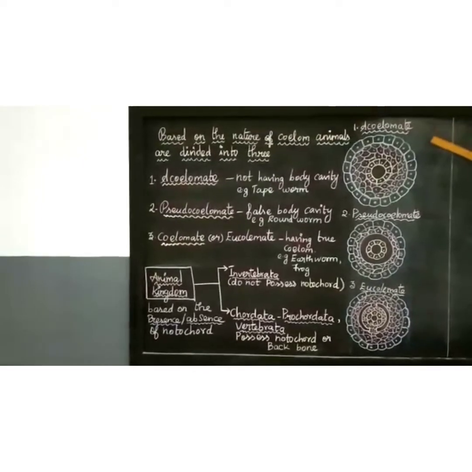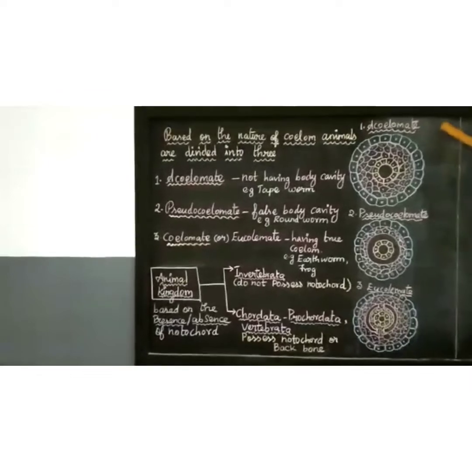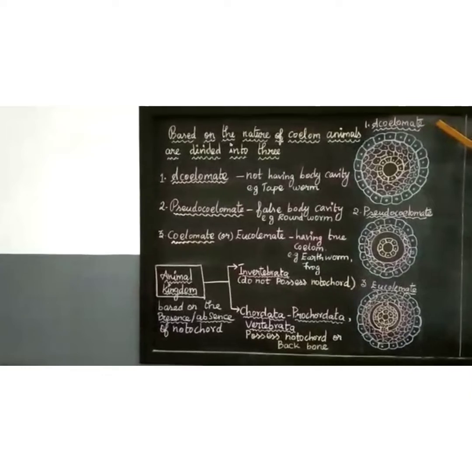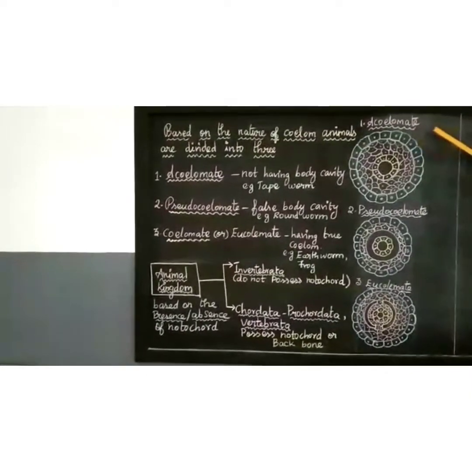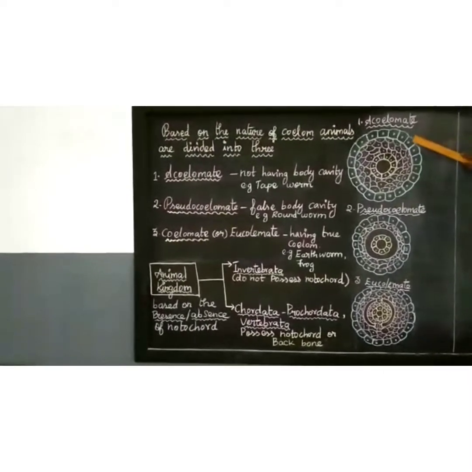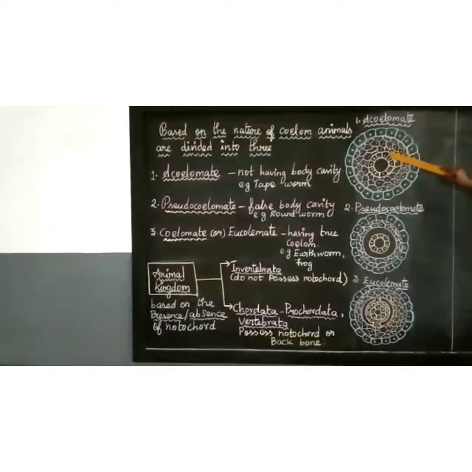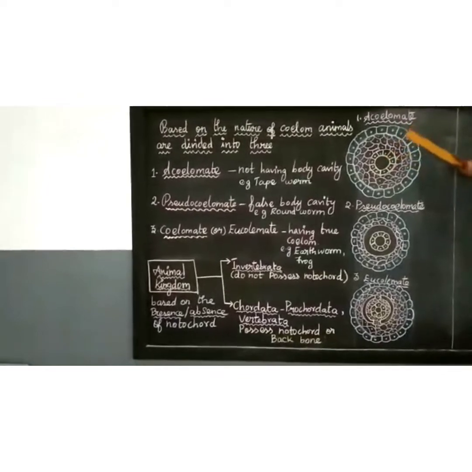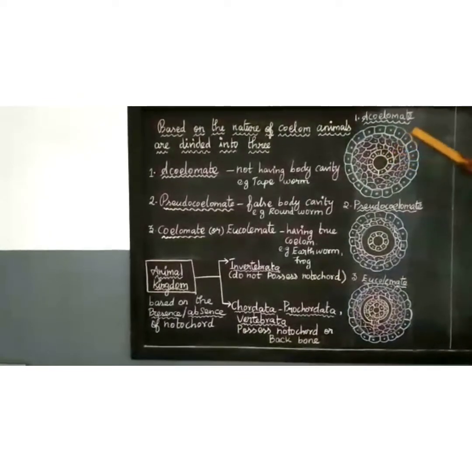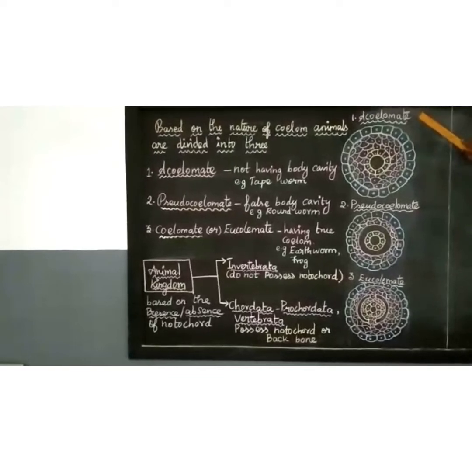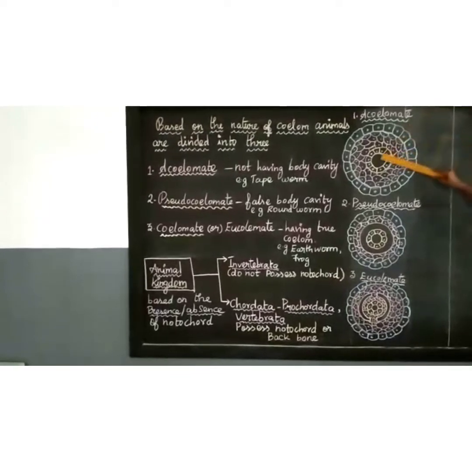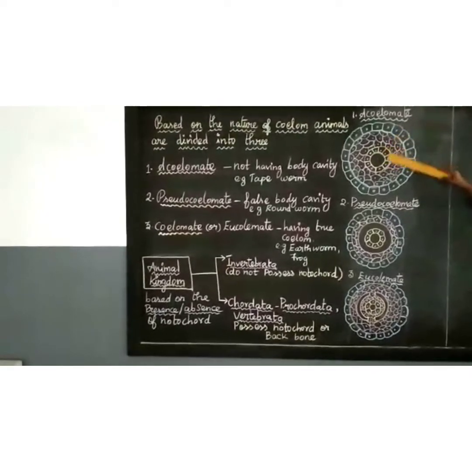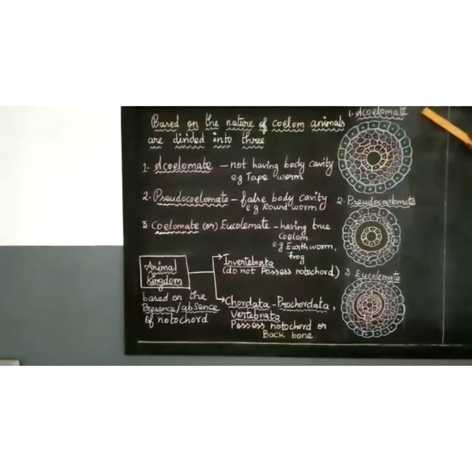Let us see with a clean, neat diagram. First one, acoelomate. A means absence of coelom or body cavity. Here there is no body cavity. How can we find it? This is the ectoderm, mesoderm, endoderm, and this is the digestive tract. There will be no space. So, absence of cavity or space, so it is called acoelomate. Between the outer layer and the digestive tract there is no space, so it is called acoelomate.